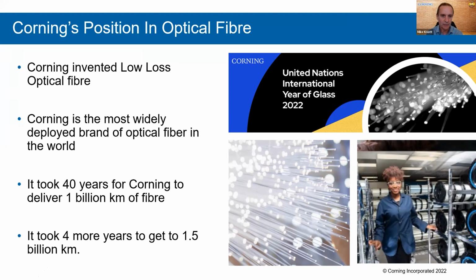In terms of fibre, well, Corning actually invented low-loss optical fibre. Corning is the most widely deployed brand of fibre in the world, and over the 40 years since fibre has been introduced, Corning have actually delivered 1 billion kilometres of fibre. And then in the next 4 years, we got to 1.5 billion. So you can see how much fibre is actually going into the ground. And to put that into context, how many times around the world is that? Well, it's 37,000 times around the world. So there's a lot of Corning fibre in the ground.